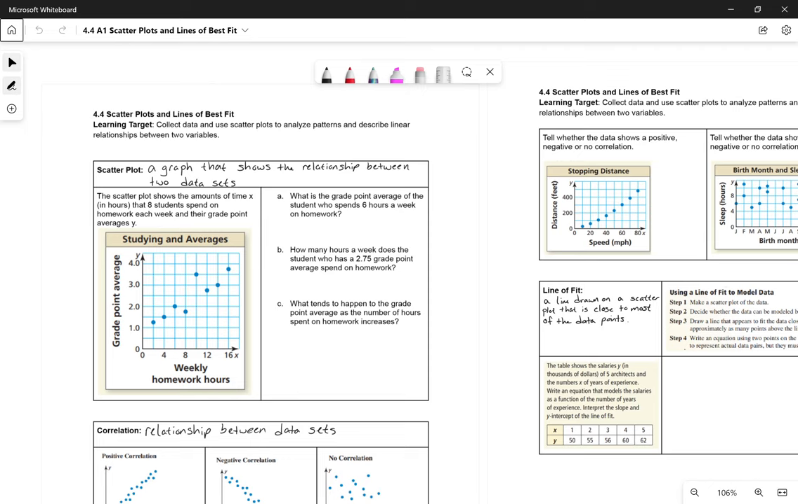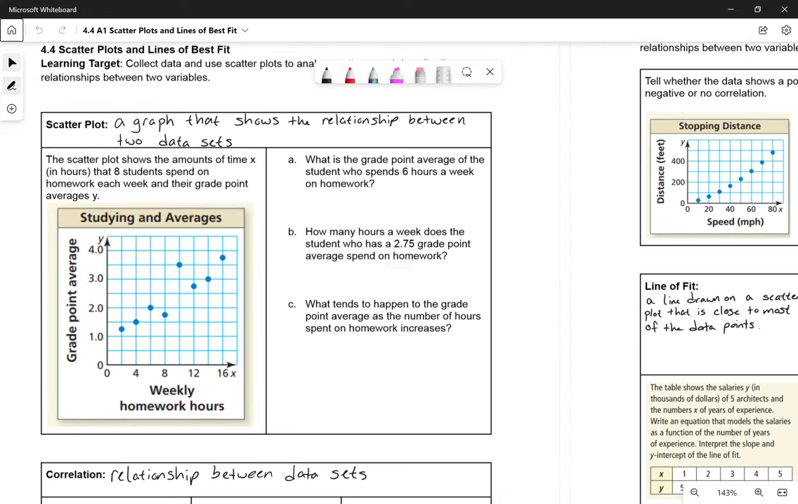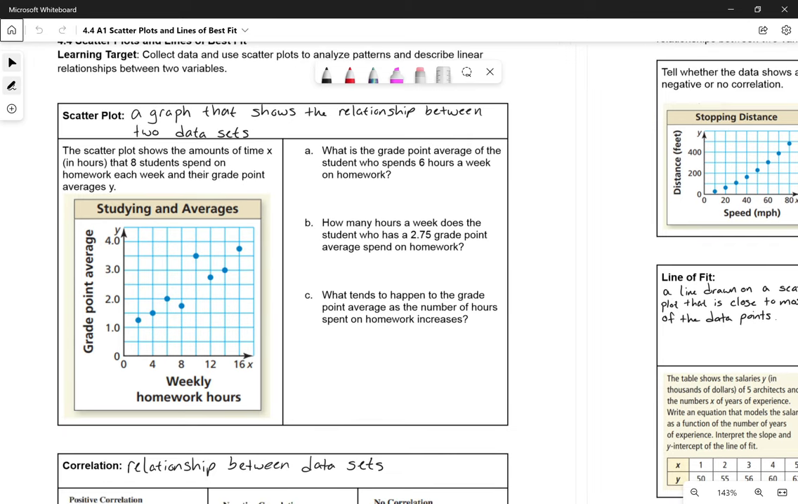relationships between two variables. A scatter plot is a graph that shows the relationship between two data sets, and they're generally just a series of points on a graph. But those points on a graph are still valuable because they can show us some relationships between our variables. So let's take a look at our first graph.